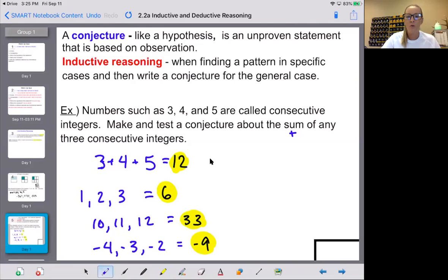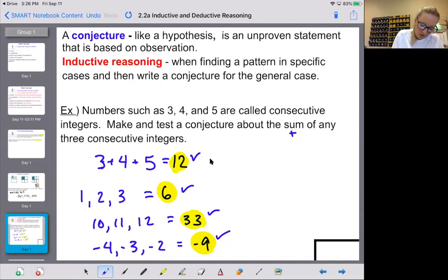They are all divisible by 3. Do you see that? 12, 6, 33, -9, all divisible by 3. So I'm noticing a pattern that in these 4 specific cases, all of those numbers are divisible by 3. So what I would do is make a conjecture that in general, if you add any 3 numbers that are in order, you're always going to get something that is divisible by 3.